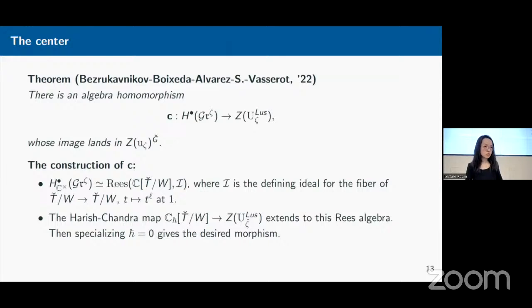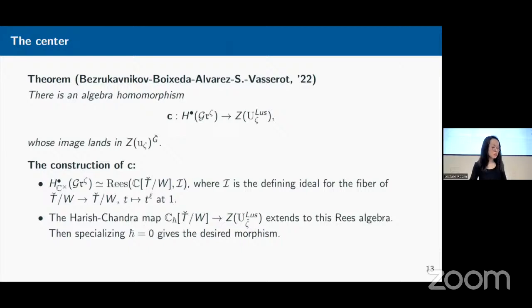And then I take the Rees algebra for this algebra. And this is isomorphic to the cohomology of the affine Grassmannian. You can view this as a subalgebra inside C[T check][h bar^±1] generated by the algebra itself and the ideal.